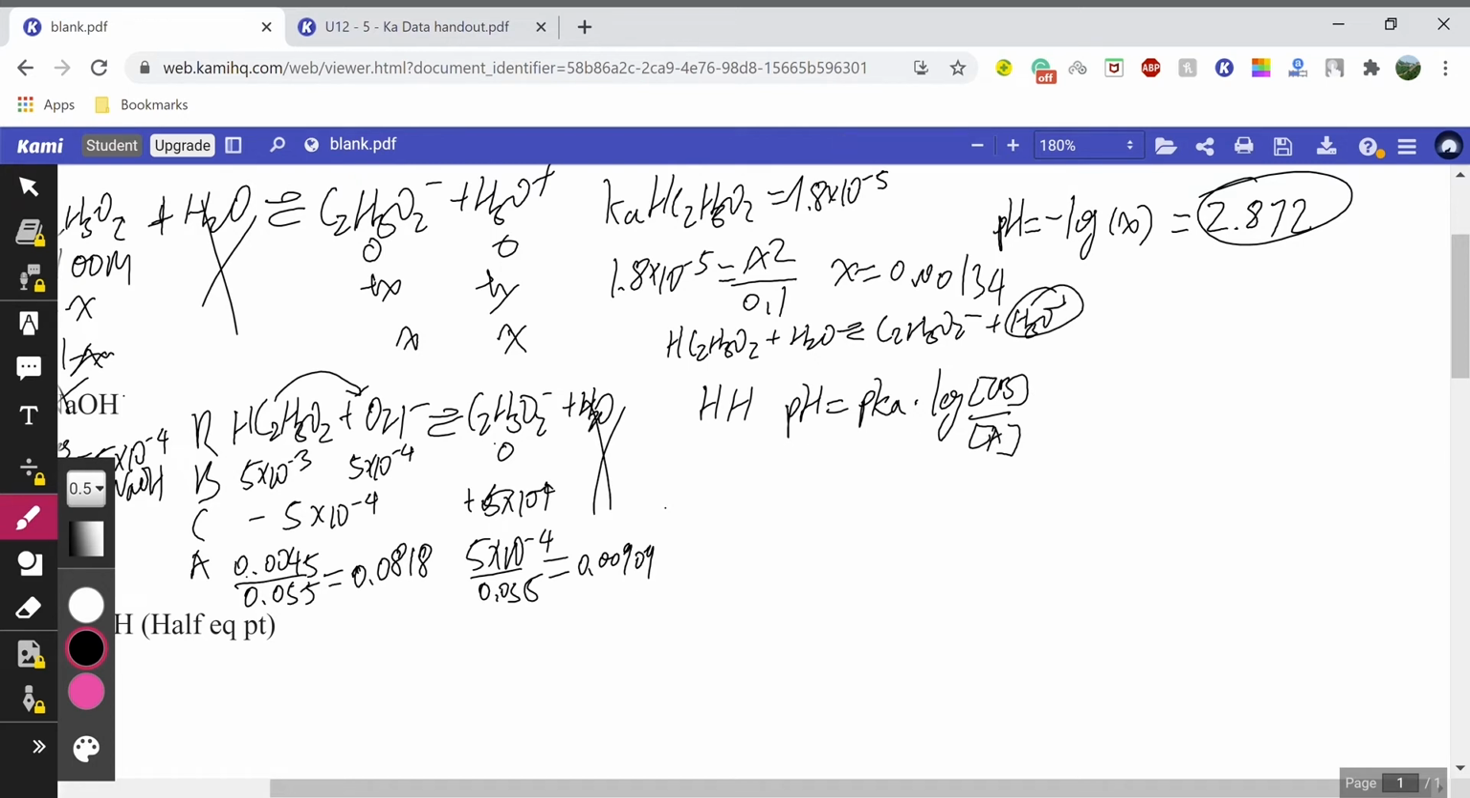In the next video, I'm going to show you an example where we do not produce H3O plus and instead produce OH minus. And this is when we use the opposite of this, where pOH is equal to the pKb plus the log of conjugate acid on top and base on bottom.